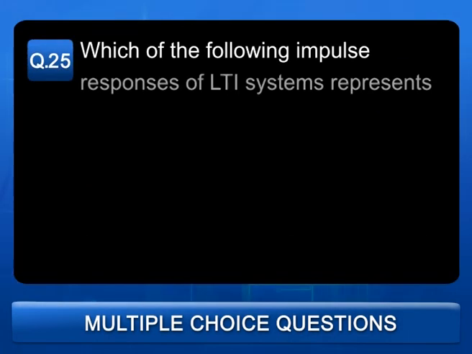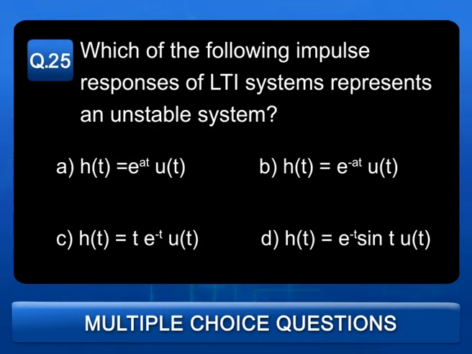Let's move on to the 25th question. 25th question is as follows. Which of the following impulse responses of LTI system represents an unstable system? A. h of t is equal to e to the power of at u of t. B. h of t is equal to e to the power of minus at u of t. C. h of t is equal to e to the power of minus t u of t, and D. h of t is equal to e to the power of minus t sin t u of t. The answer is h of t is equal to e to the power of at u of t is the correct answer.